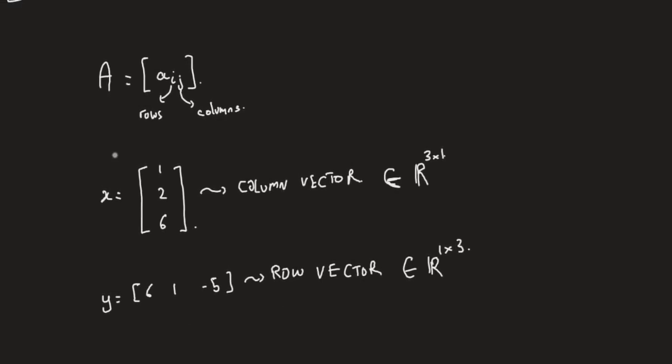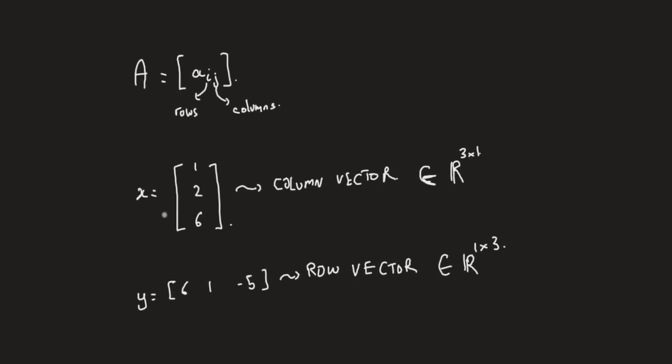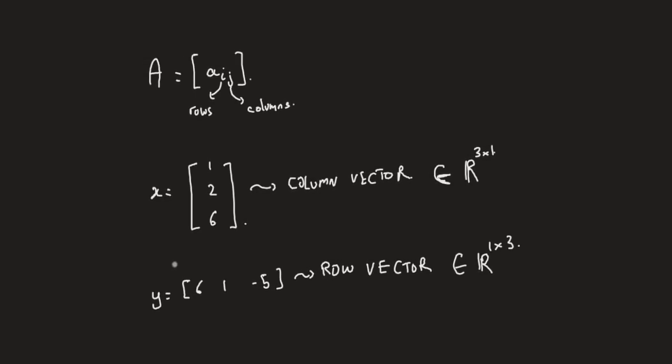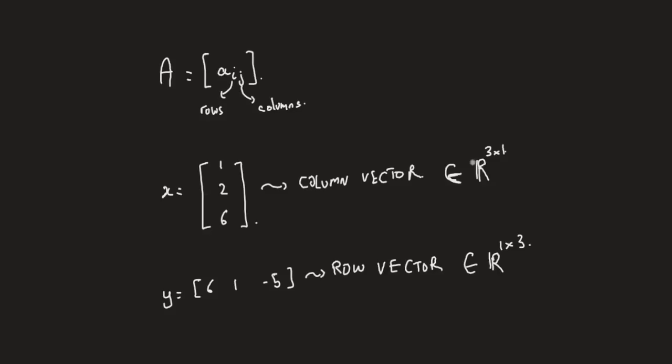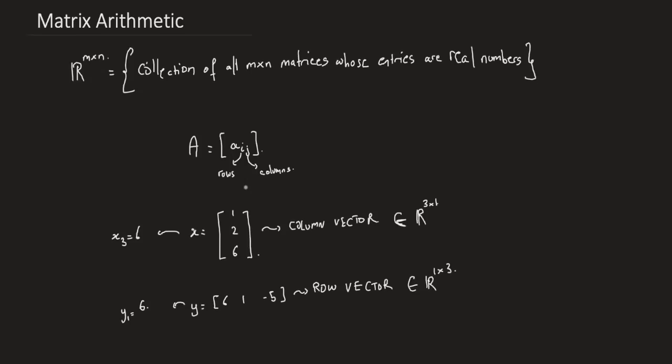So unlike the matrices, where we need two indices to extract its elements, vectors require only one index. So when I go ahead and say here x_3 is 6, right? And here, let's say y_1 is also 6. So an example on this indexing is the following.